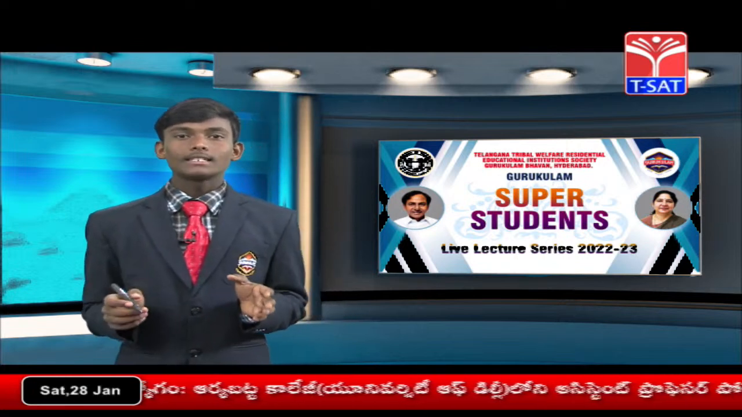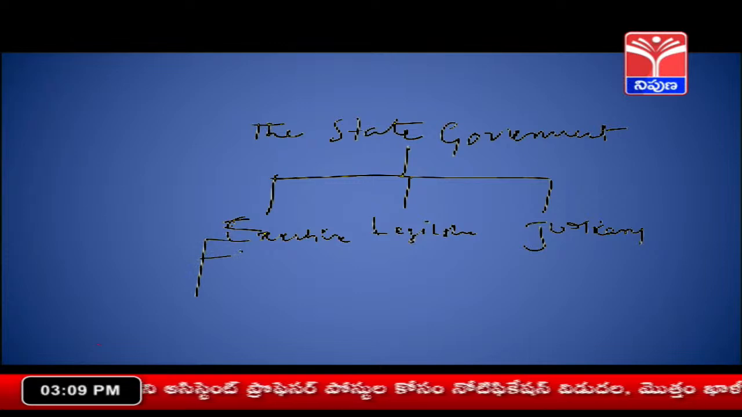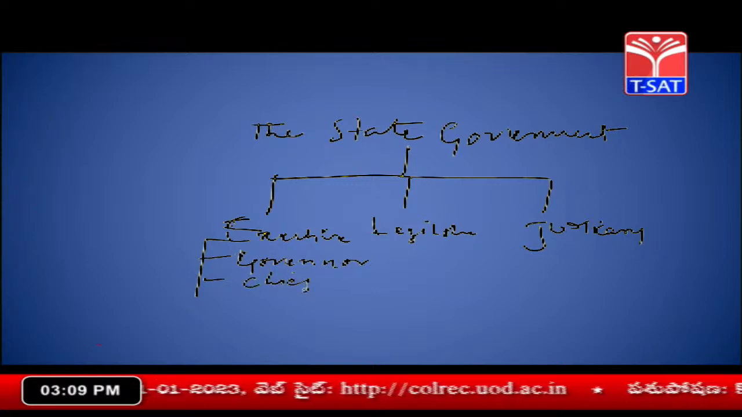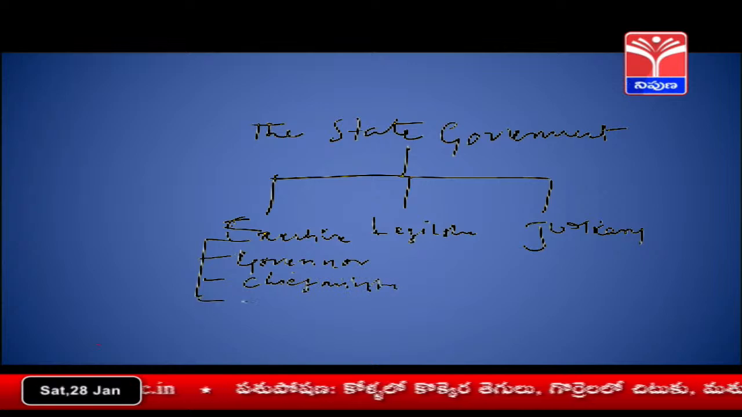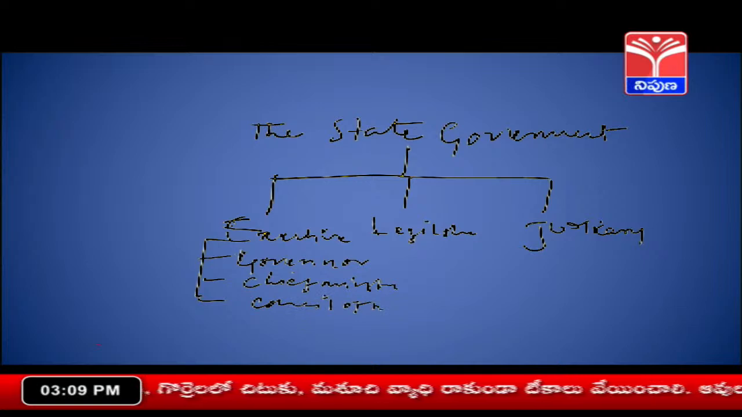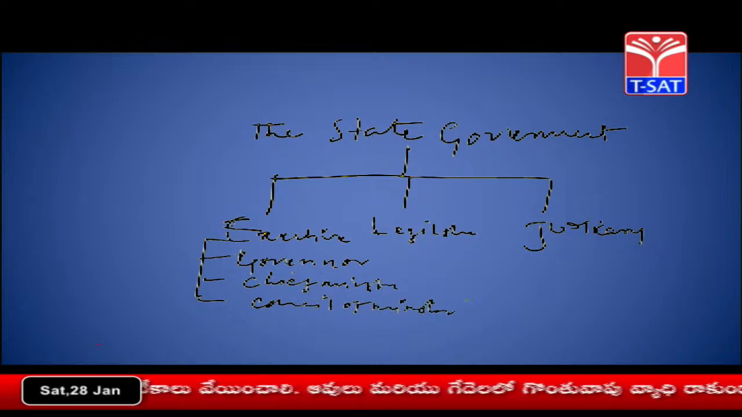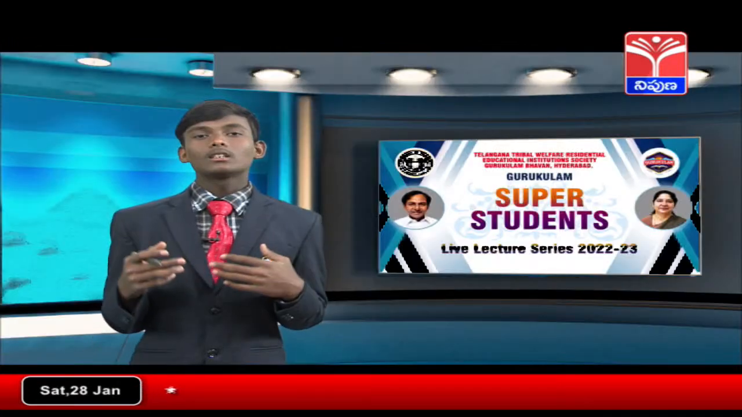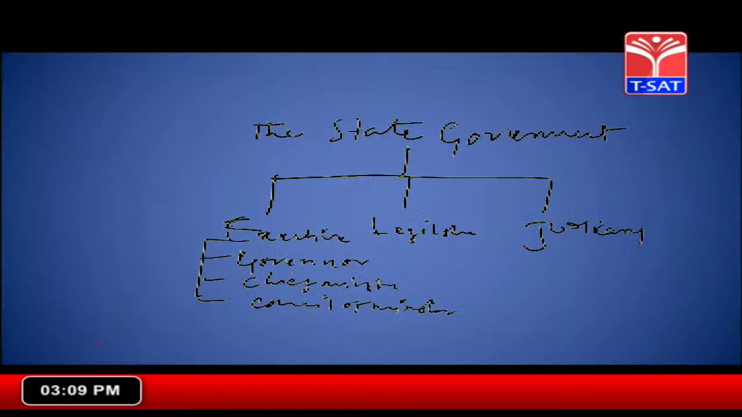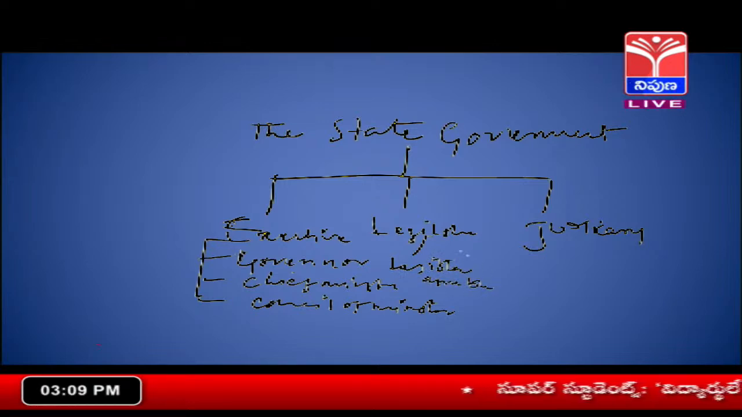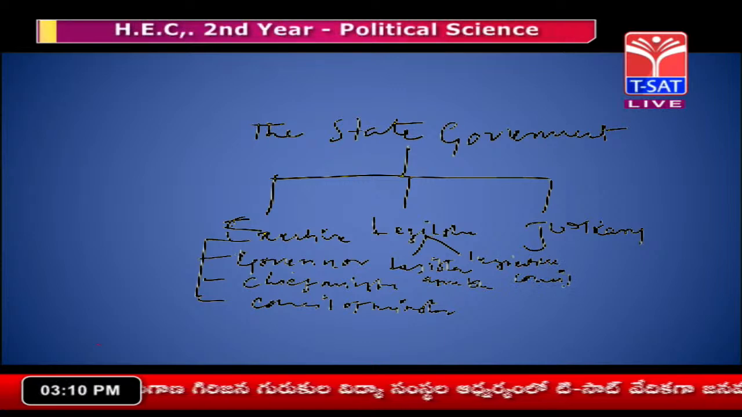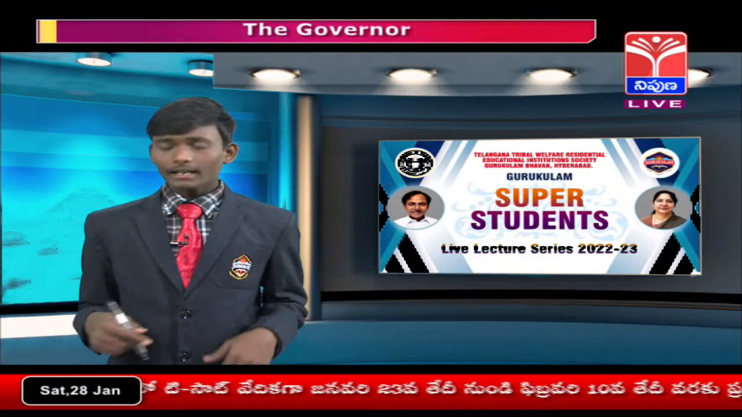In the executive consist the governor, the chief minister, and the council of ministers. These three consist in the executive body. Another one is the legislative body. In the legislative body consist two houses, that is the legislative assembly and another one is the legislative council. These two houses consist in the legislature.